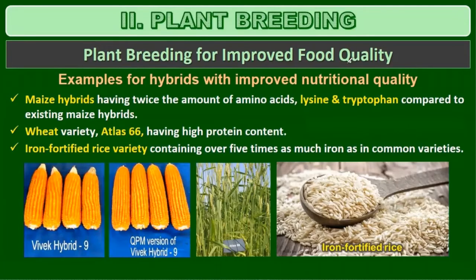Some examples of hybrids with improved nutrition quality are maize hybrids having twice the amount of amino acids, lysine and tryptophan, compared to the existing maize hybrids. The second one is a wheat variety, Atlas 66. It has high protein content. The third one is iron fortified rice that contains 5 times more iron in comparison with the common variety of rice.